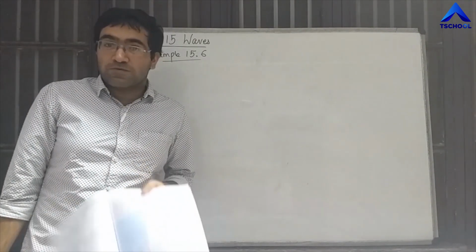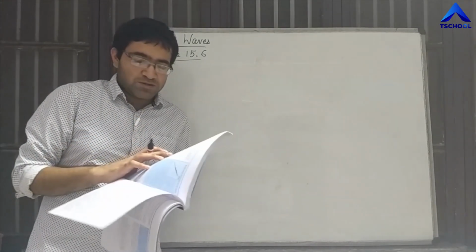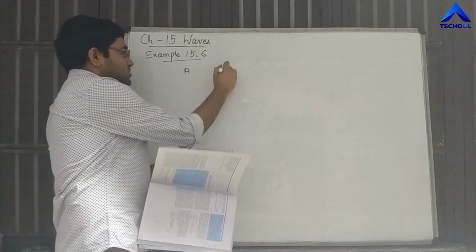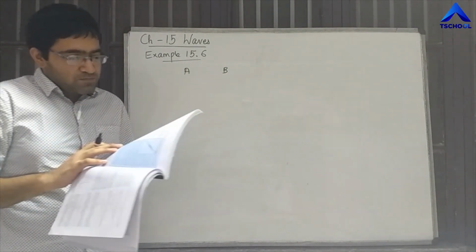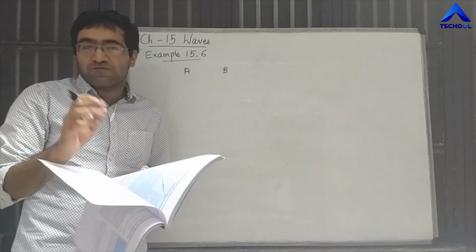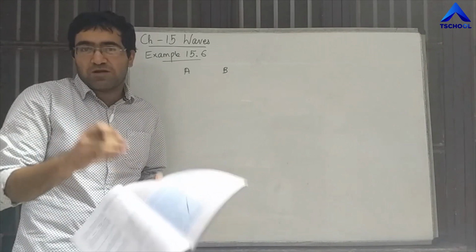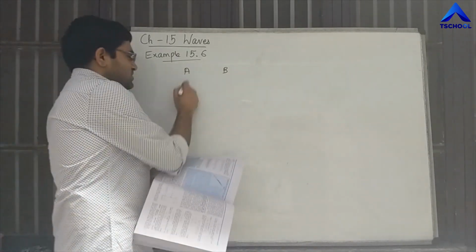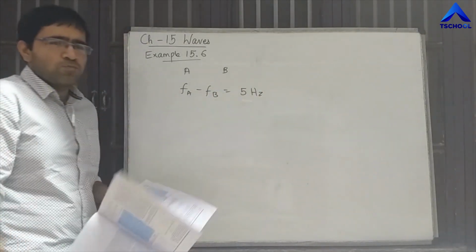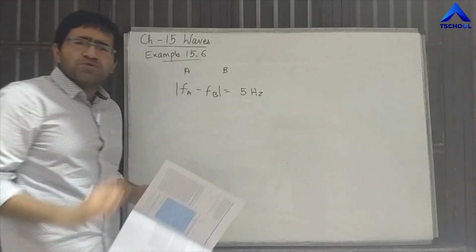Okay, we are now going to solve example 15.6 from the textbook. I'm going to read the question and note down the details. Two sitar strings A and B, so there are two strings that are going to produce sound, playing the note are slightly out of tune and produce beats of frequency 5 Hz. What that means is there is a small difference between their frequencies. It should not be there, but there is. The difference of the frequencies is 5 Hz. But wait a moment. We don't know which is bigger. We have to put a modulus.